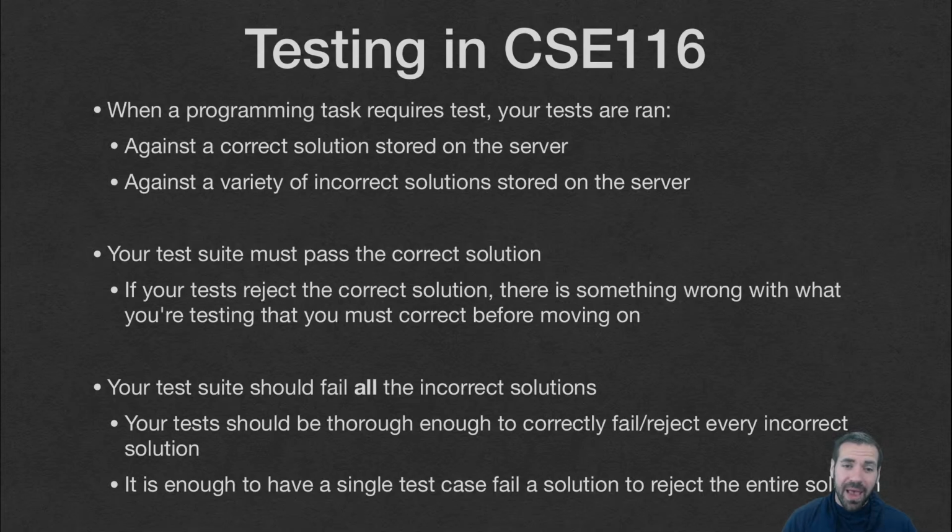So for example, for the average, if your average test is failing on a correct solution, then you know that your test case itself is broken. You're not asserting the actual expected value, and usually you just have to go back and check your math. You just did some math wrong or something. And then I'm going to test on a series of incorrect solutions, making sure that your tests fail all of my incorrect solutions.